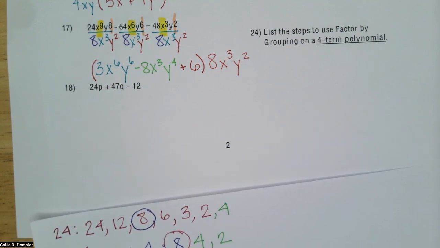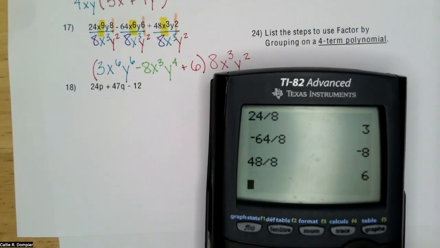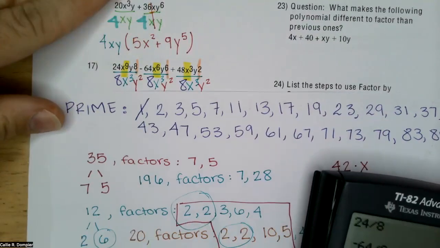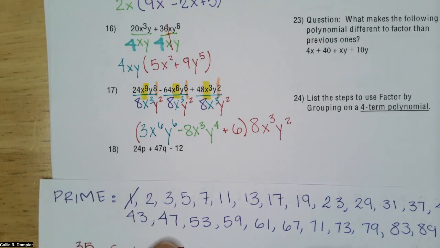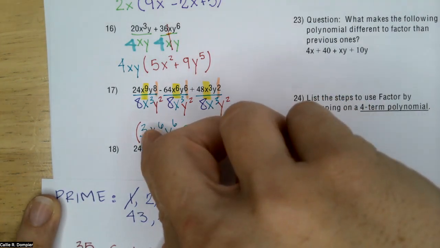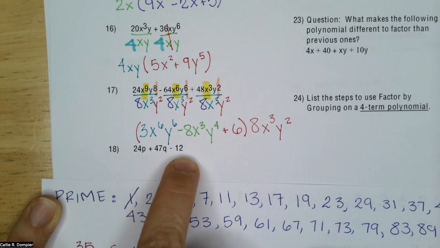Okay. 24, 47, and negative 12. Make sure 47 is a prime number, right? If you get a weird one like 47, just look at your list of prime numbers. Oh, 47 is a prime number. That means there is nothing you can divide 47 by except itself and 1. So you can't divide 24 by 47, and you can't divide negative 12 by 47. So the greatest common factor would just be 1.